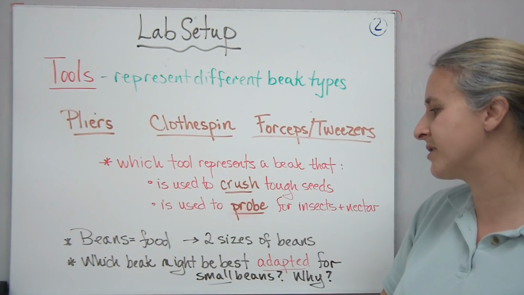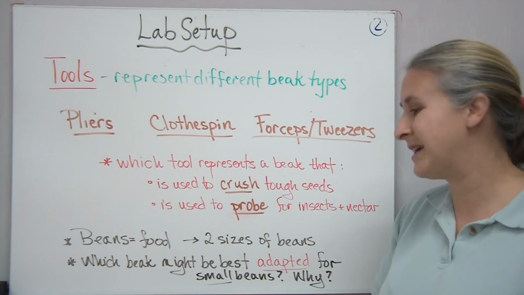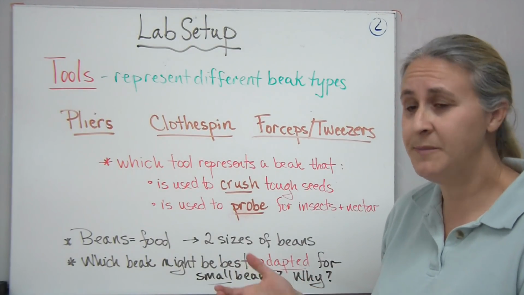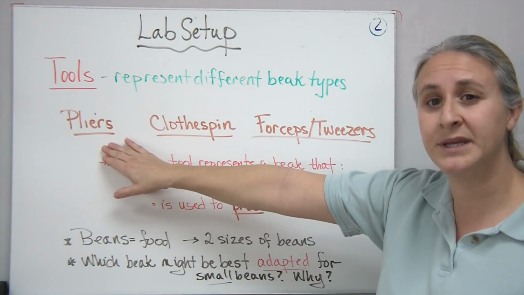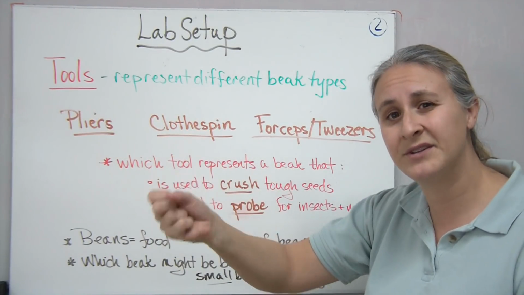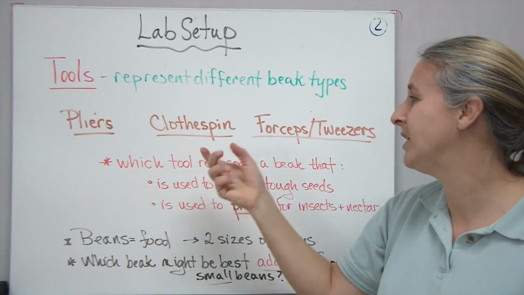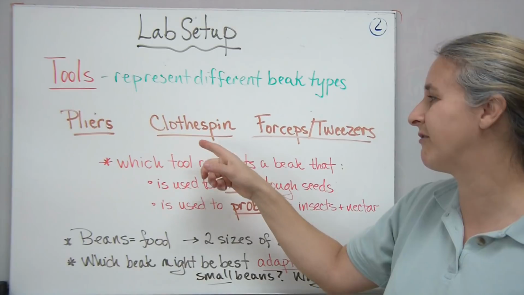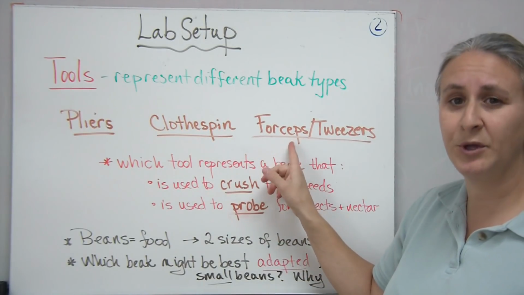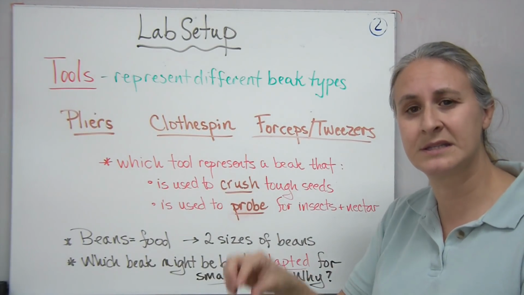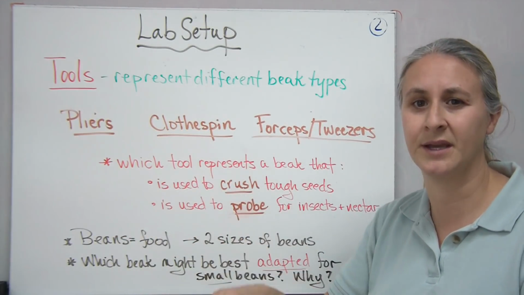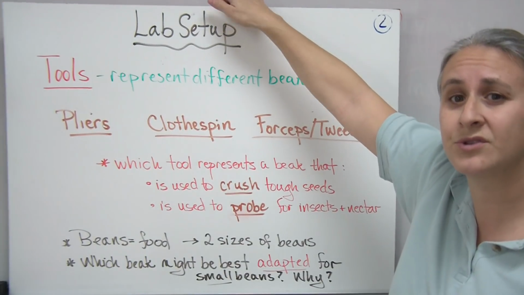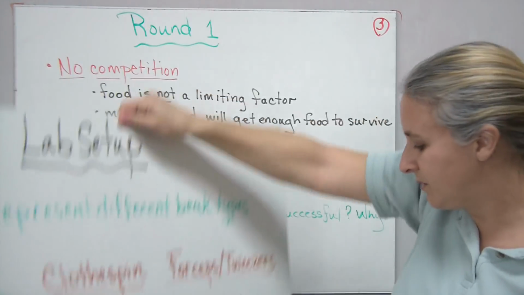So one question we had to ask ourselves was which beak might be best adapted for the small beans and why? Well, in some cases, some people might have been very good at picking up the small beans with their pliers because they found a funky way to be able to pick them up. In a lot of cases, the clothespins were very clumsy just due to their simple shape and everything for most people. Some people had very good luck with the forceps. They were nice and skinny. They could be very exact at picking up those tiny little beans. Sometimes it depended on how well you were able to use your tool and not necessarily the tool itself.